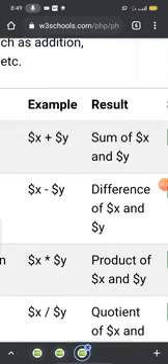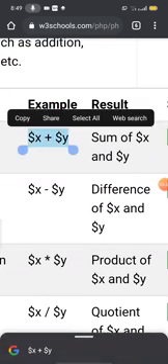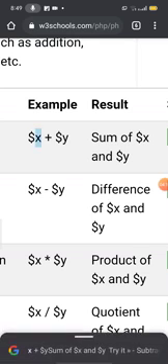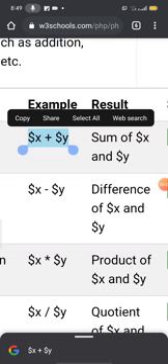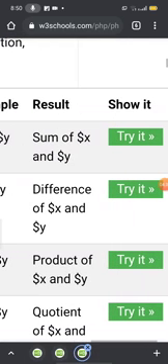The example is given over here: $x plus $y. What is this? $x is a variable, the first variable, and $y is another variable. To declare a variable, we use the $ sign. So between these two, we have used the arithmetic operator, addition, the plus sign. So you will get the result, the sum of $x and $y.